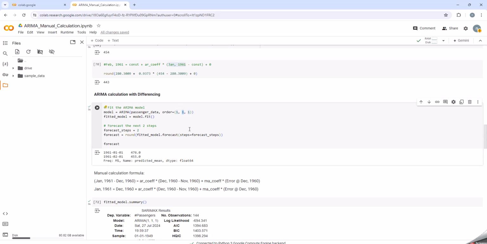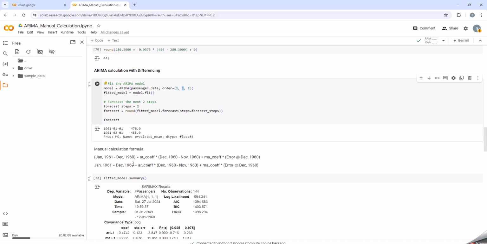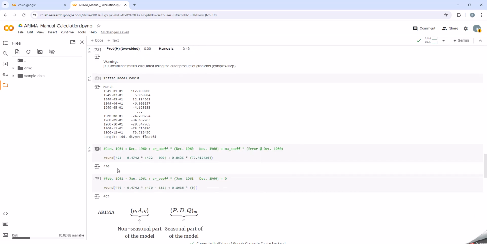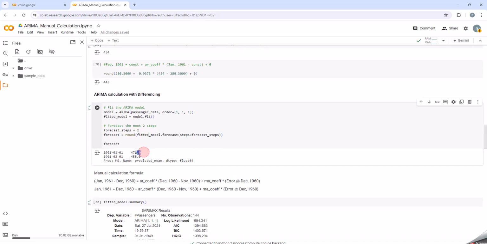This means all the values in the time series will be subtracted with their previous values. Differencing is usually done to make a time series stationary. This time, the difference between January 1961 and December 1960 will be equal to autoregression coefficient times the difference between December 1960 and November 1960, plus the moving average coefficient times the error made during the prediction of December 1960 value. When we rewrite the formula to calculate January 1961, we get output as 476, which is equal to the ARIMA forecasted value seen above.